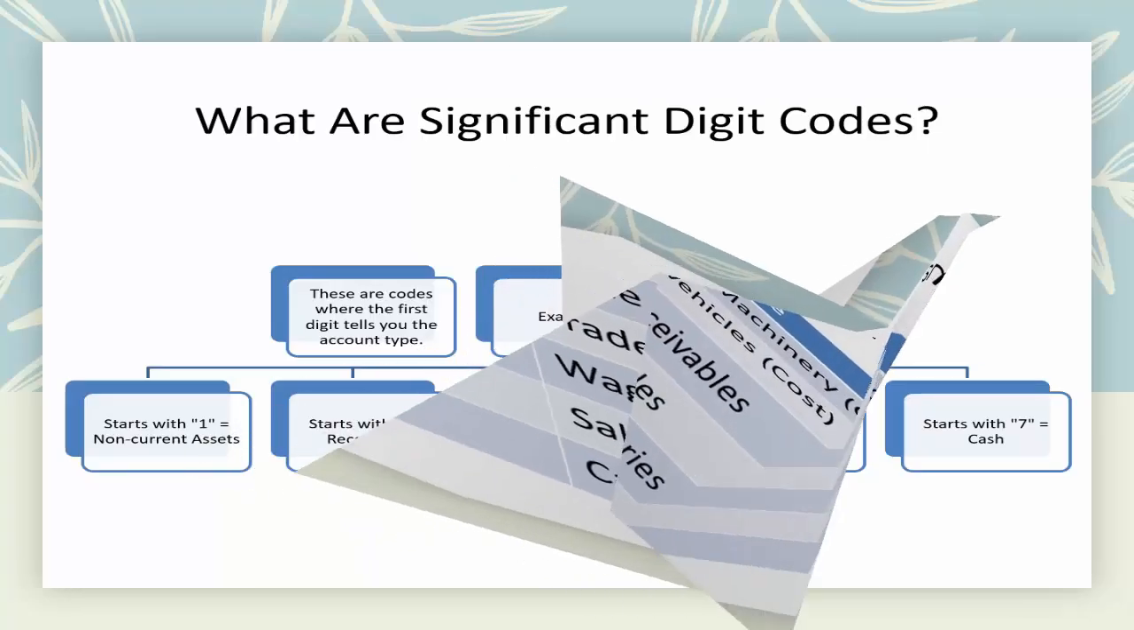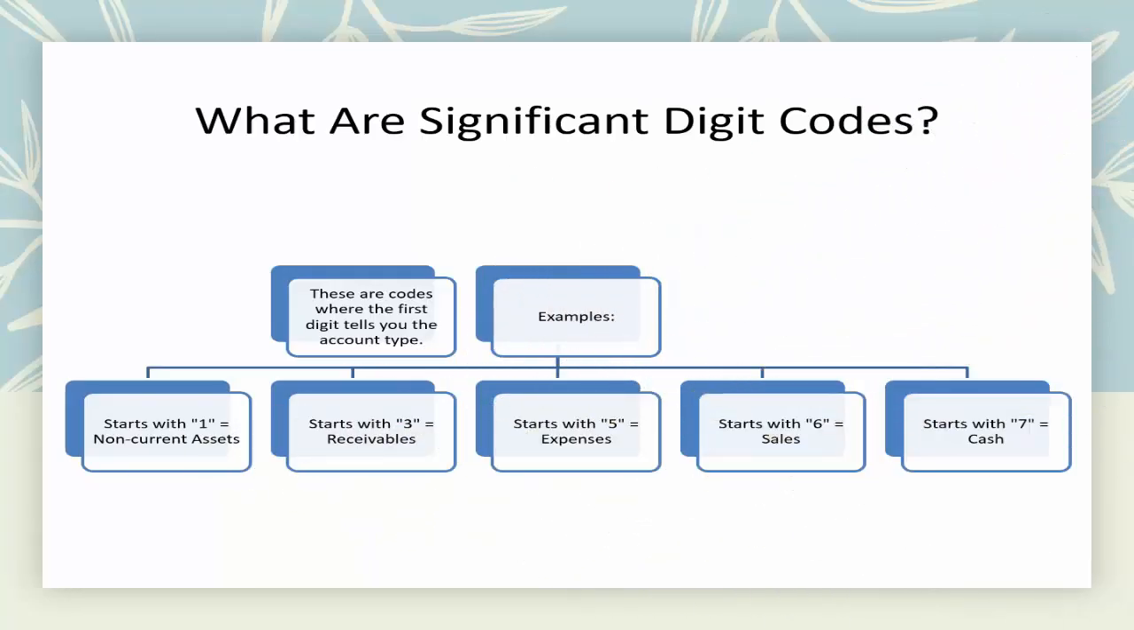What are significant digit codes? Now let me teach you a new term, significant digit codes. Don't worry, it sounds difficult, but it's actually simple. Significant digit coding is a method where the first digit or the first few digits of the account code tell us what kind of account it is. Let's see an example together.